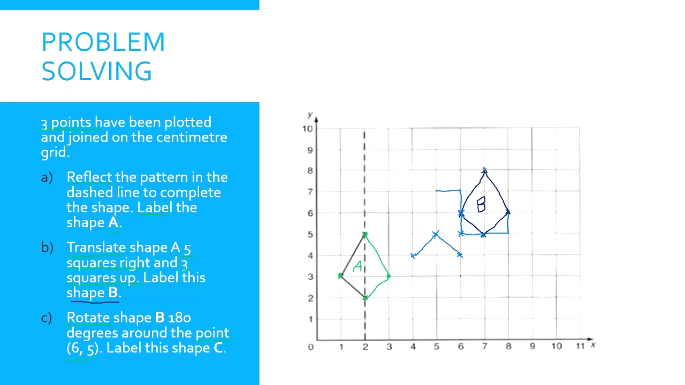Finally, I'm going to get this point up the top. I can see compared to point 6, 5 that this is 1 square to the right and 1, 2, 3 squares up. So rotating that around, that would go 1 up and 1, 2, 3 to the right. And rotating it around again, it would go 1 to the left and 1, 2, 3 points down. So we would end up with our shape going in this direction here.